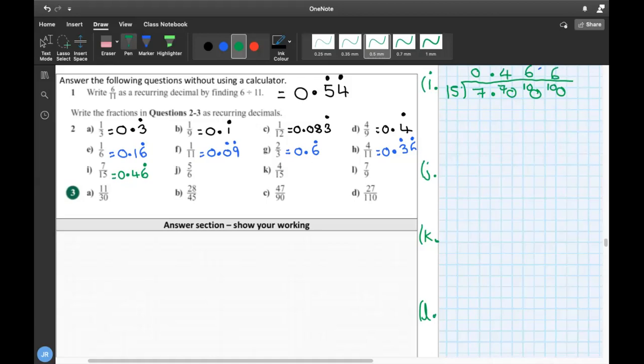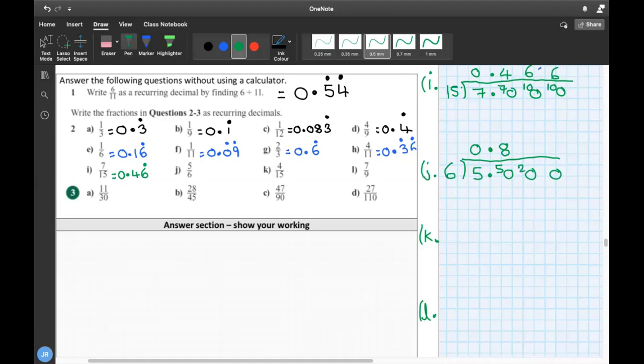Next, 5/6. That is 5 divided by 6. The number we are dividing is 5. The number we're dividing it by is 6. Okay, how many 6s go into 5? None. So we carry that 5 over. How many 6s go into 50? Well, 6 times 8 is 48. And we've got a remainder from 48 to 50 of 2.